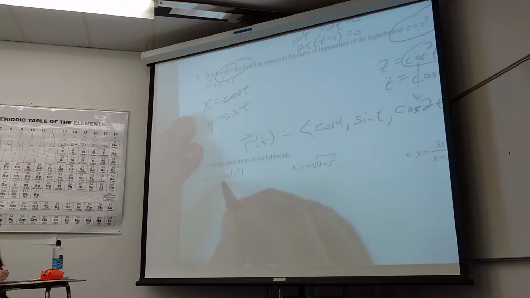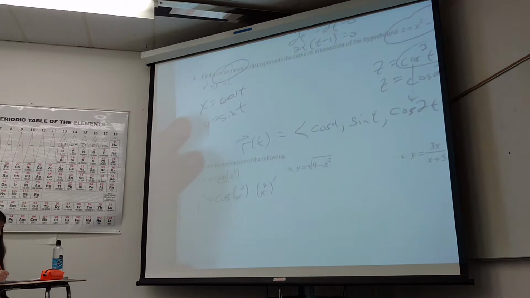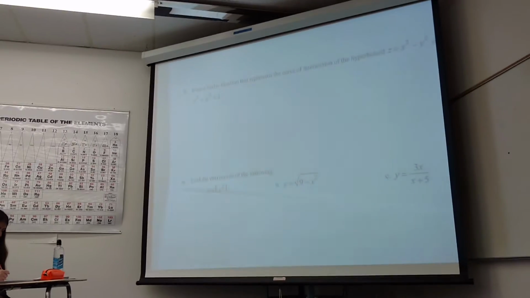So what do I mean by that? Well, I know the derivative of sine of something is, what's that? Cosine of that thing times the derivative of the inside. That's the chain rule. So the people that don't write that make this mistake.